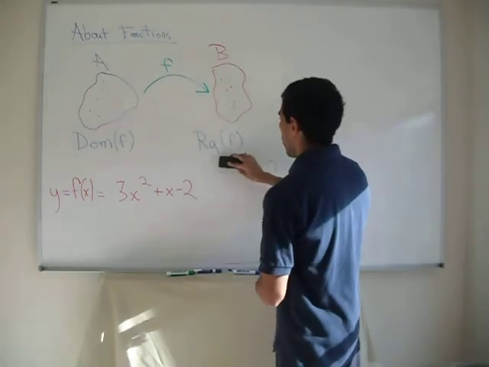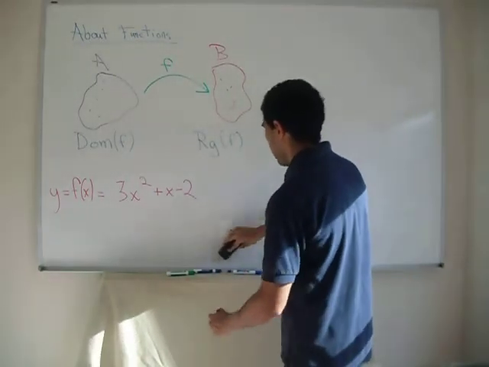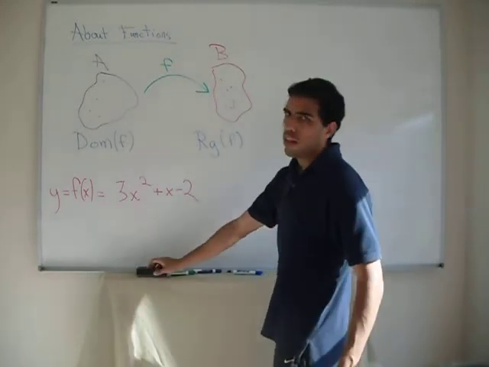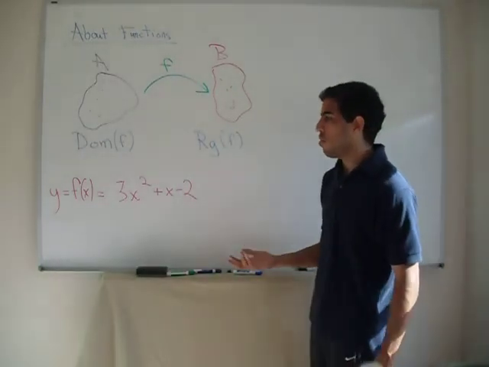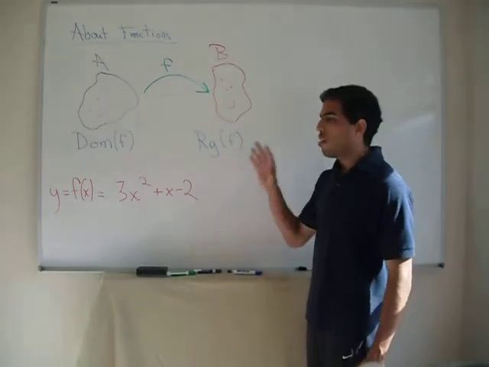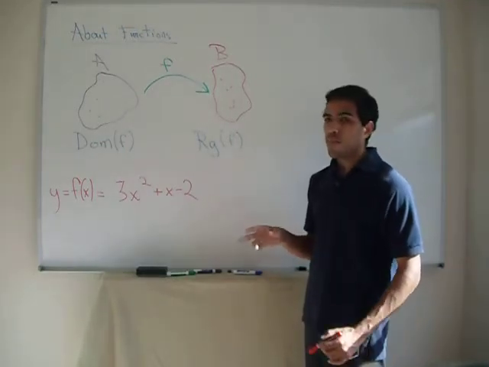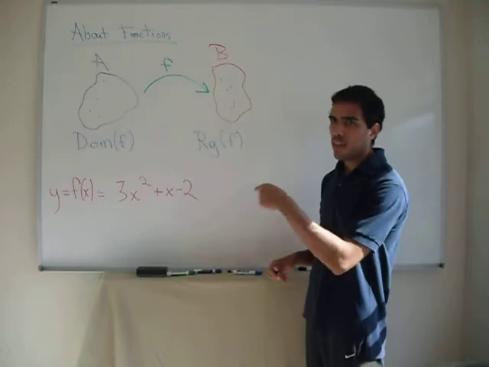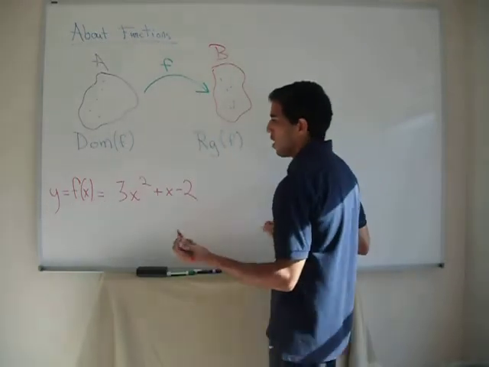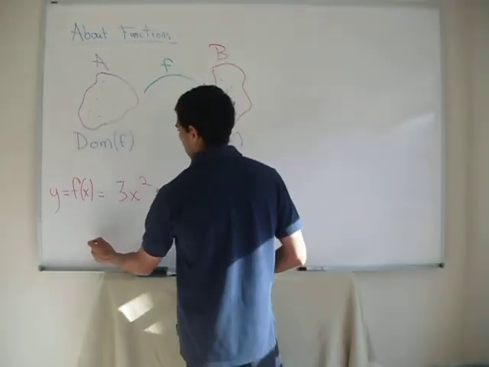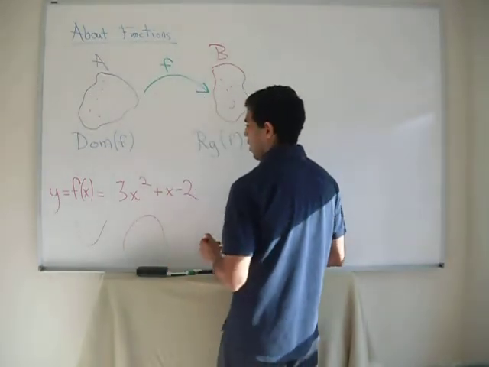Let's say we have 3x² plus x minus 2. This is what is called a quadratic function. We've heard that term before, quadratic function. So we know that the graph of a quadratic function is pretty much something like this or like this. It only has two choices. It can either be like this or like this.